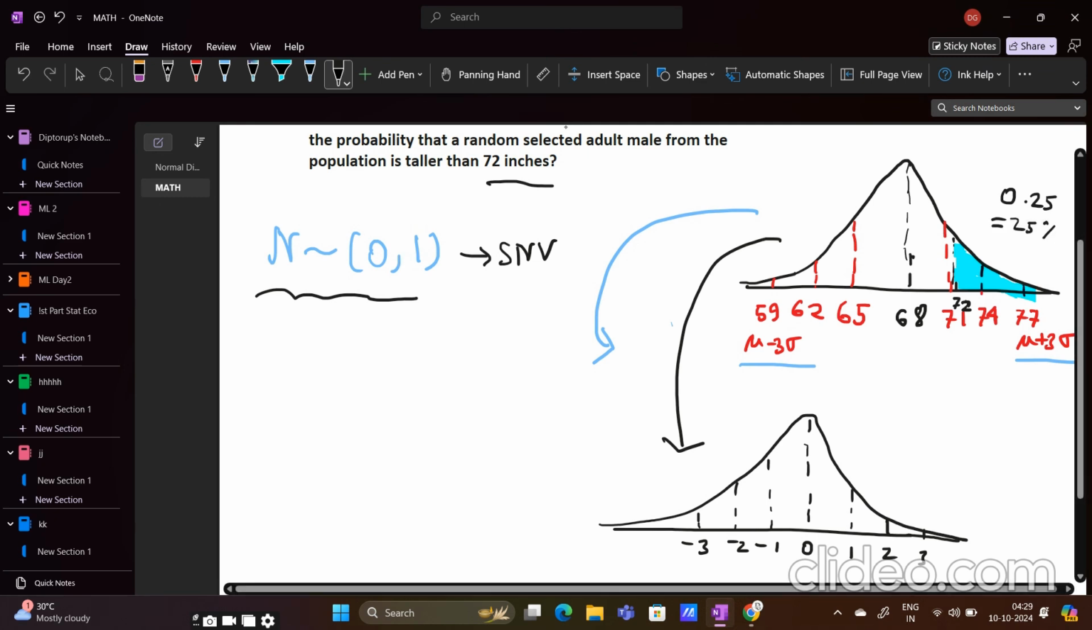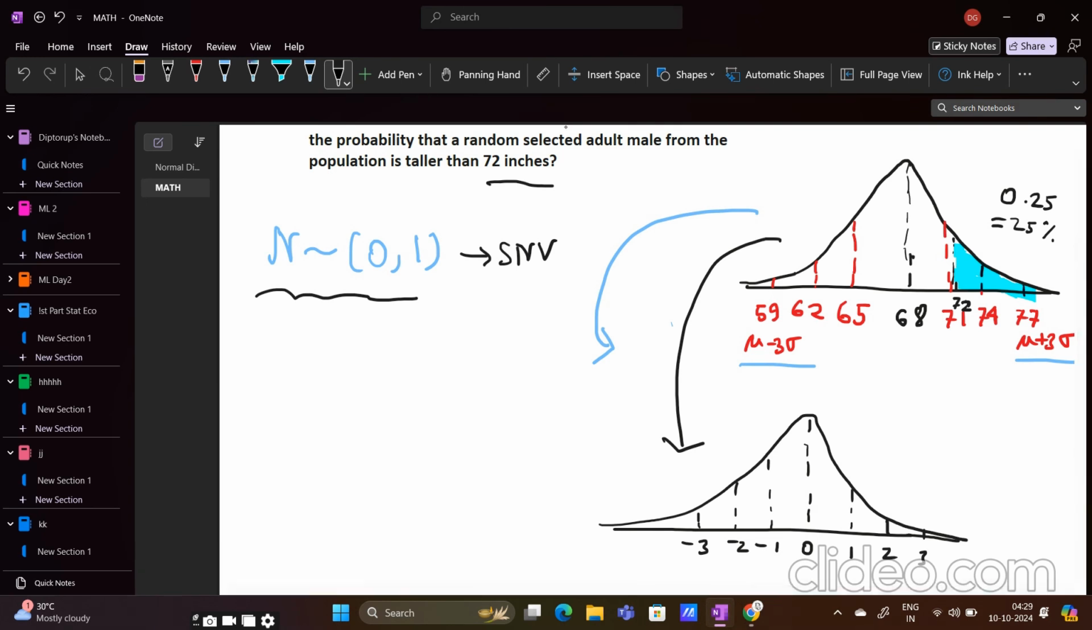There is a 25% probability that a randomly selected adult male will have a height of more than 72 inches. But are we able to calculate the area? Basically, it is not possible to calculate this area. Why? Because we don't have any table or calculation to calculate this particular area. So what can we do?